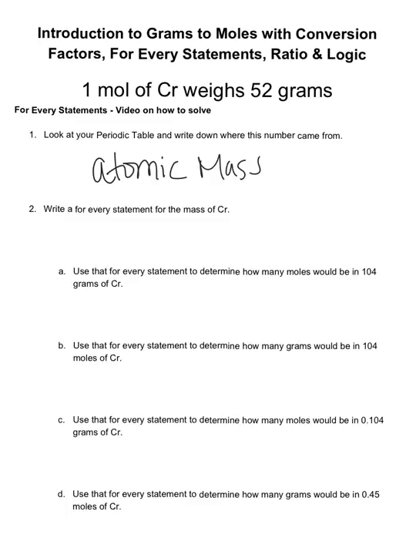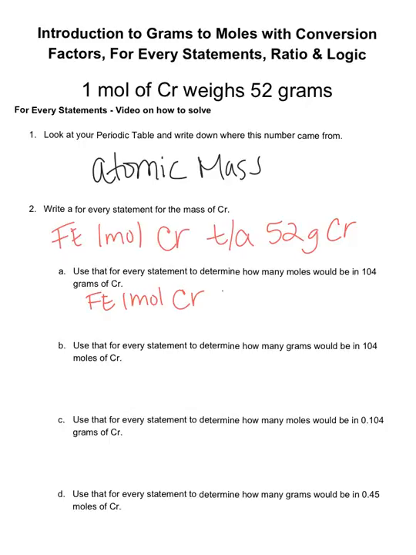So now it says write a for every statement for the mass of Cr. So my for every statement would be for every 1 mole of Cr, there are 52 grams of Cr. So that's my for every statement. Now I'm going to use that for every statement to solve the following problems. So I'm going to recopy my for every statement. For every 1 mole of Cr, there are 52 grams of Cr.